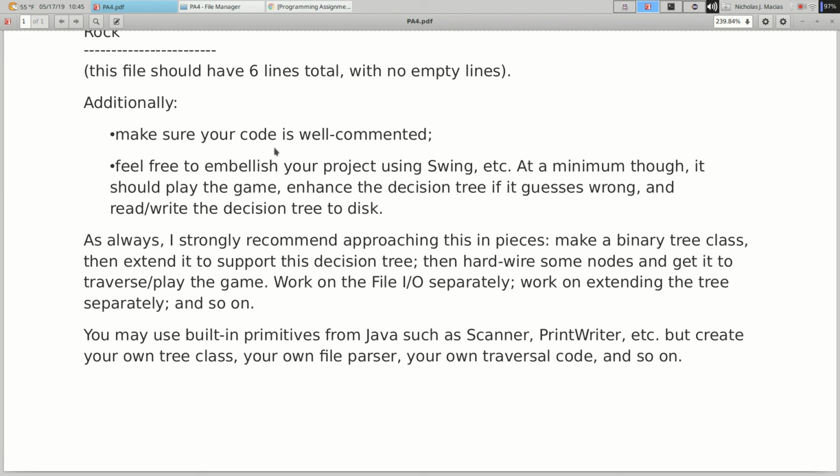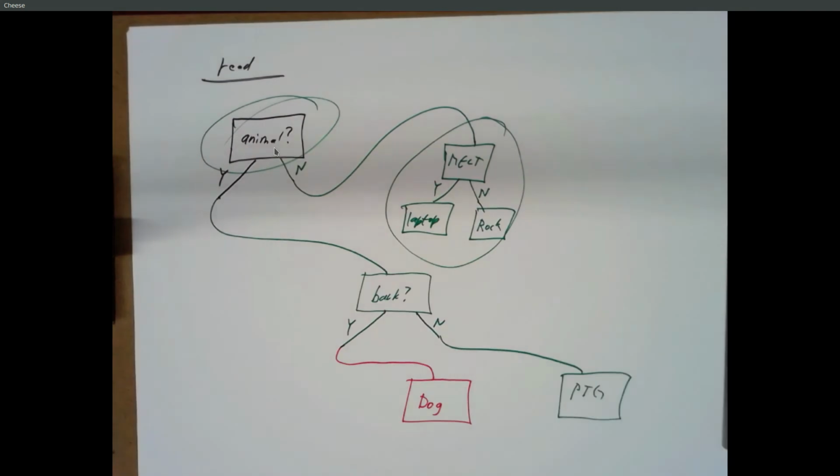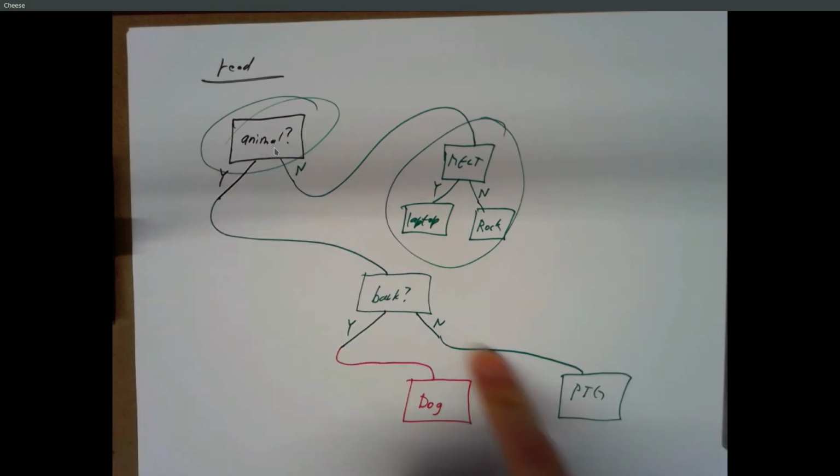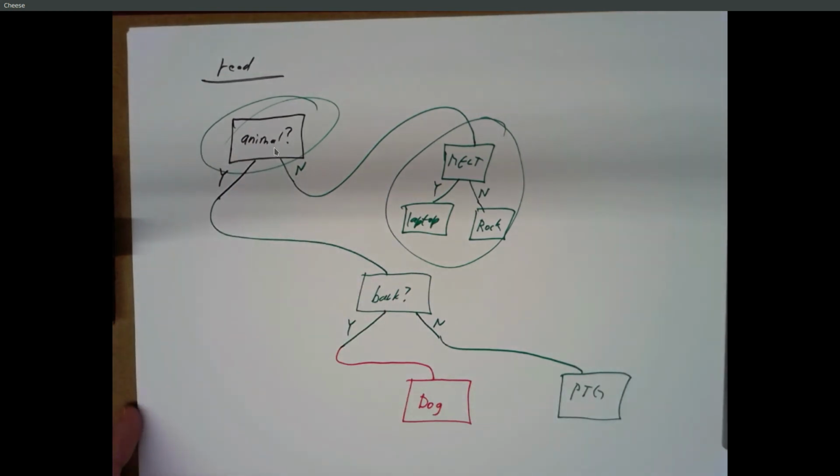So, pieces you can use to develop this systematically. Obviously, you're going to need to implement a binary tree. That's not a bad thing to start with, but it's not terribly exciting to just have a tree class without something to do with it. With the binary tree class, you can hardwire some nodes if you want. Make a node that's equal to animal, make the left child a node that's equal to dog, make the right child a node that's equal to rock. And that should be enough to play a one-question game.